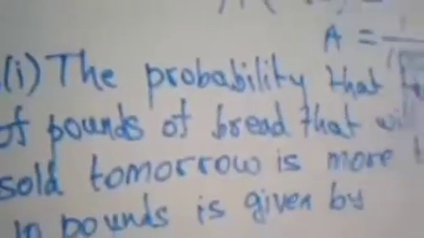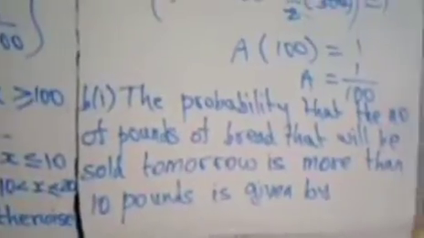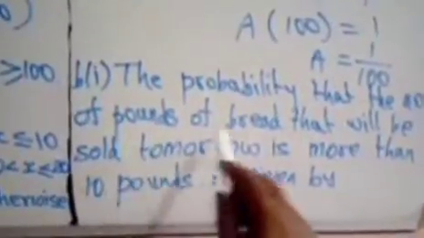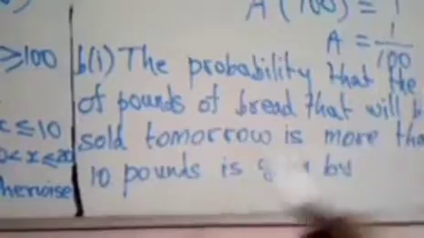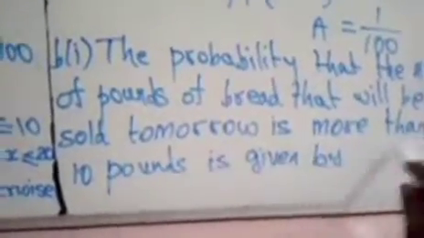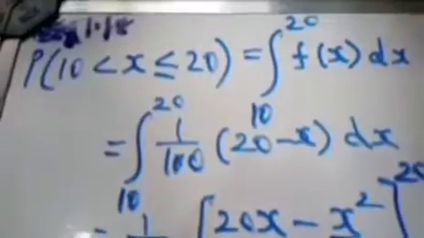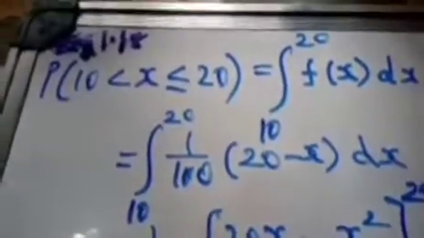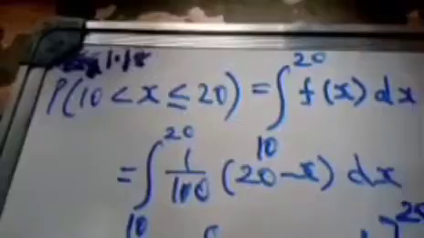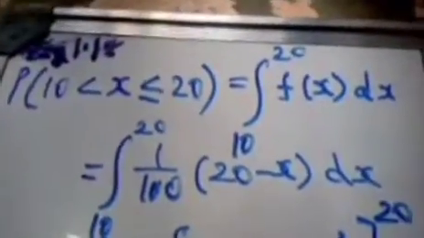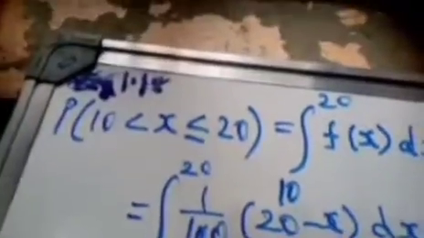Now what is the subdivision B? B is: the probability that the number of pounds of bread that will be sold tomorrow is more than 10 pounds is given by. What do you mean by more? What is the chance for more than 10? Up to 20 only is possible. More than 10 means up to 20 only is possible.